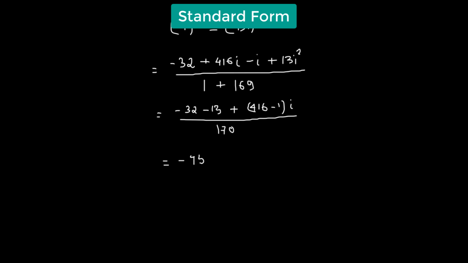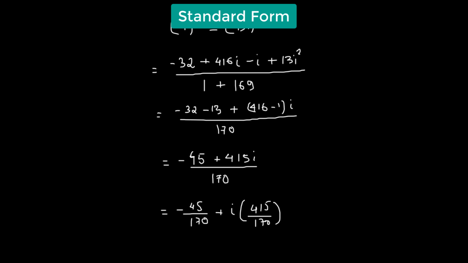-45 plus 415 times i divided by 170, which gives us -45 over 170 plus i times 415 divided by 170, which when written in the simplified form will be -9 divided by 34 plus i 83 over 34. So this is the final answer.